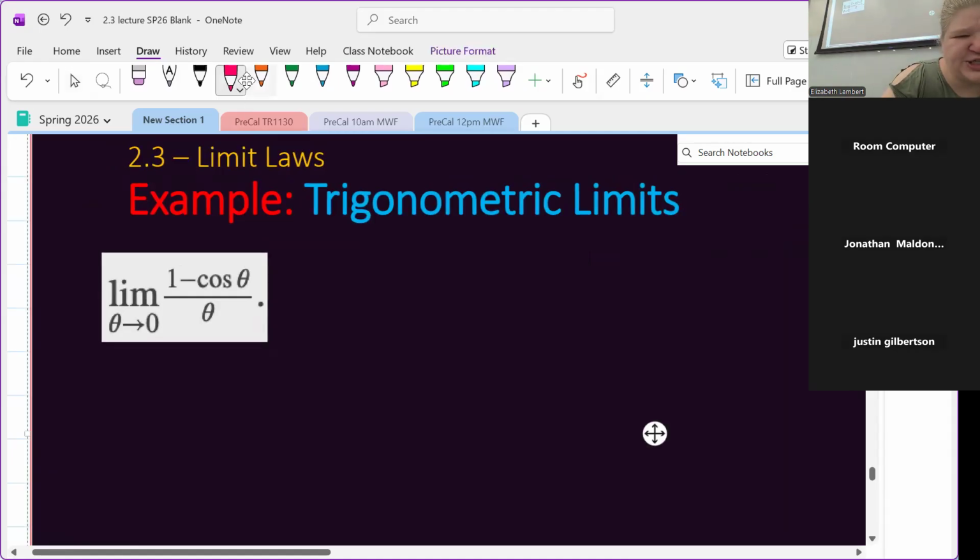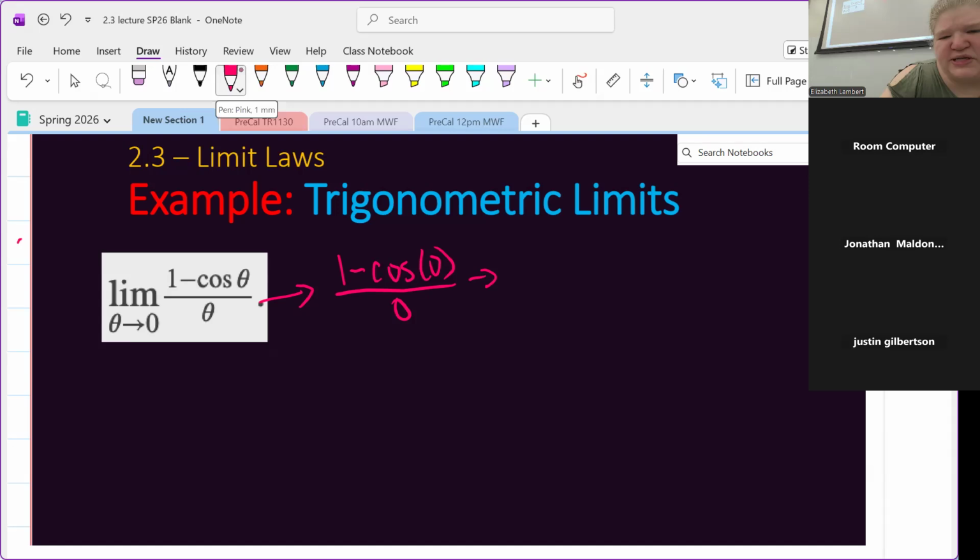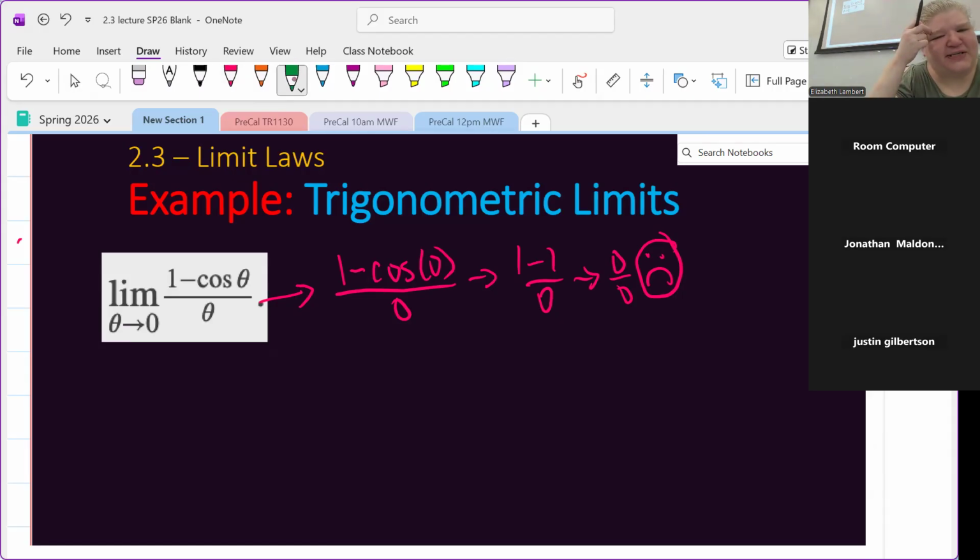But first things first, let's just check what happens when I plug in 0. I have 1 minus the cosine of 0. Cosine of 0 is 1, so I have 1 minus 1 over 0. I get 0 over 0. All right, so direct substitution does not work. Not a surprise. So now we've got to figure out something else to do with this weird mess.